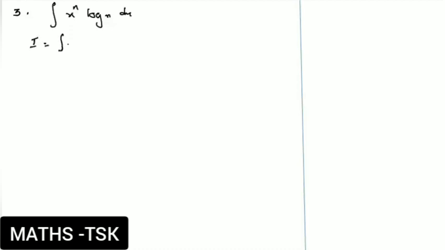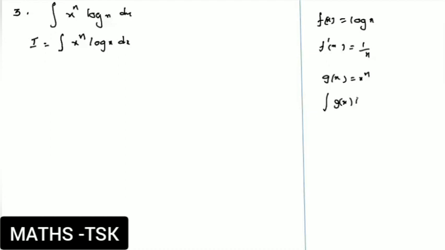I is nothing but integration of x power n log x into dx. It may not be necessary, but if you take it, it will be very convenient in many of the cases. So what is f of x? Here the logarithmic function is given, I consider it as the first function, so its derivative is 1 by x. Here g of x is x power n and integration of g of x dx is x power n plus 1 by n plus 1. Don't write c till the integration is completed.